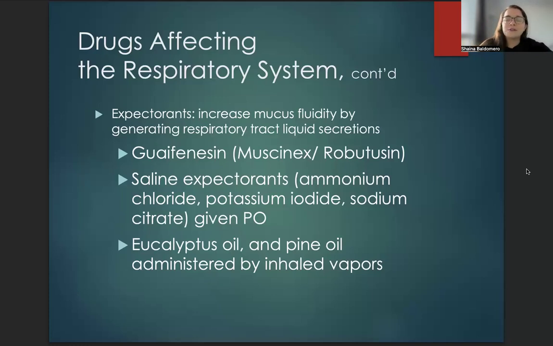Now, we're going to talk about this for a moment because the last bullet point on this PowerPoint says eucalyptus oil, pine oil administered by inhaled vapors. So, essential oils are really controversial in the veterinary field, really controversial. I am going to tell you my professional opinion about essential oils. I think that they're great. I love essential oils in humans.